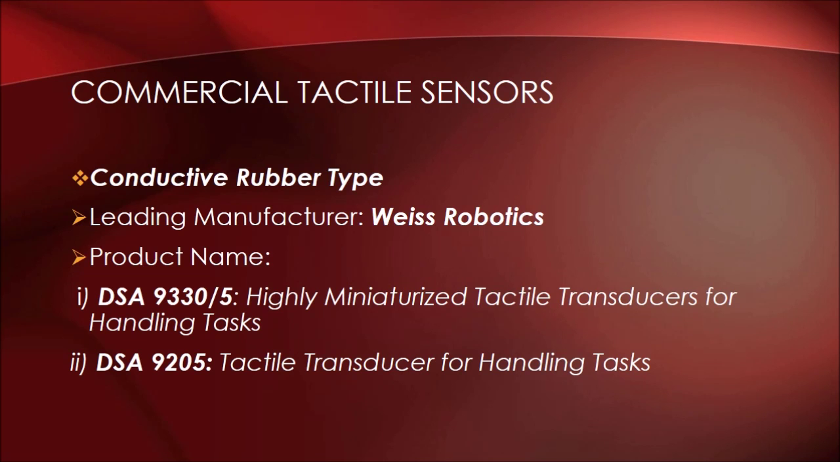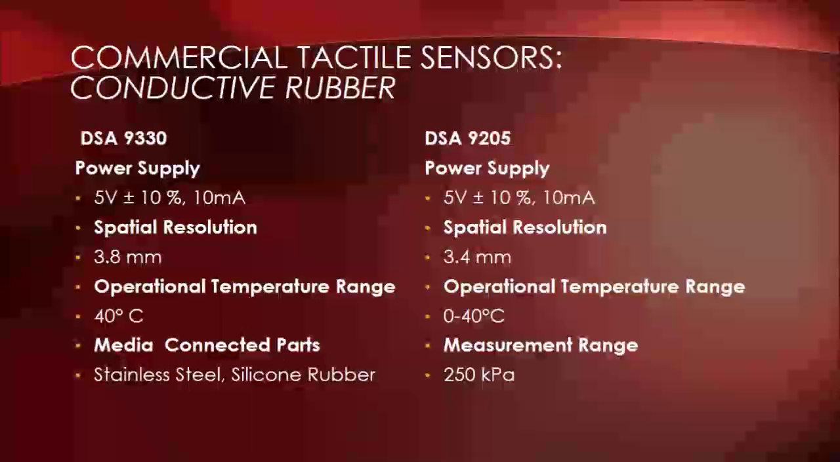Even these sensors have electrical connections at their ends, and hence it is possible to feed the data directly into a computer. A standard point is the design to allow easy cleaning of the transducers, crucial to pharmaceutical and food processing industries. Here are certain characteristics of the DSA 9330 and DSA 9205.